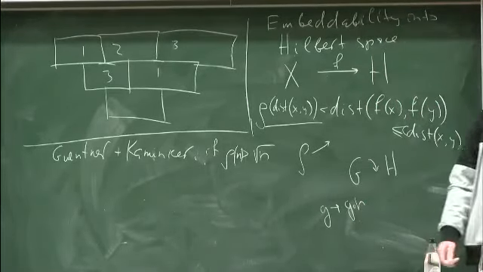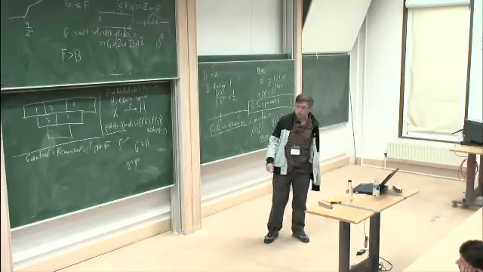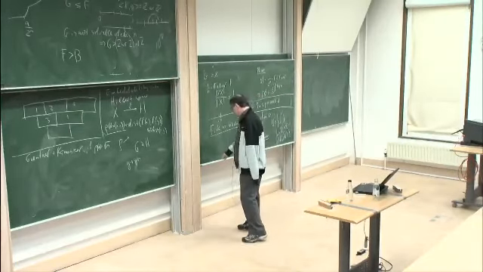So the question is, what happens to Thompson groups? Again, we don't know if it is amenable or if it has property A. How does it embed into Hilbert space?